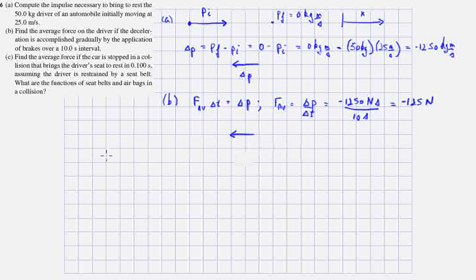So let's do the calculation here. F av is equal to minus 1250 Newton seconds. That's the delta p that we had expressed in appropriate units, divided by 0.1 seconds. And that's going to be minus 12,500 newtons. It's much larger.